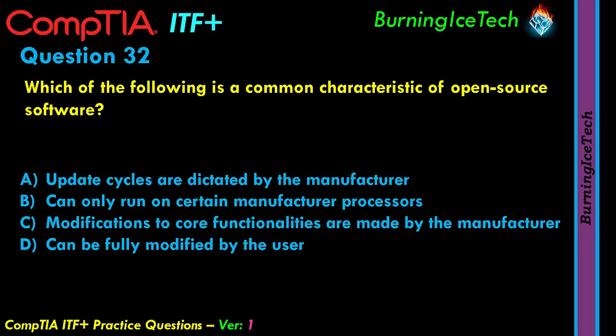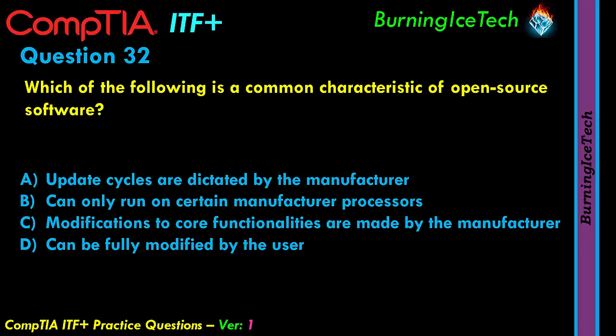So looking at A, update cycles are dictated by the manufacturer. No, not really. That's not it. With most software, yes, the update cycles are dictated by the manufacturer, but that's not a characteristic of open source. Open source, you'll find, sometimes never updates. It might update, it might not update, but it's not necessarily dictated by the manufacturer. So I'm going to rule out A for now.